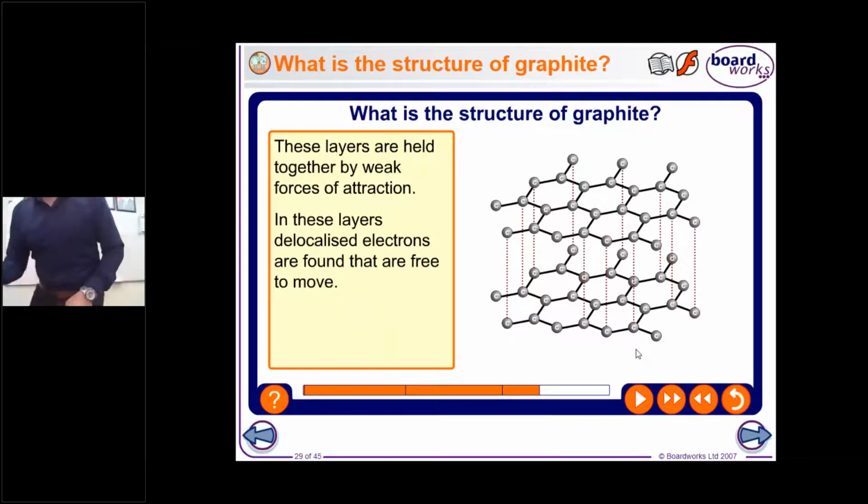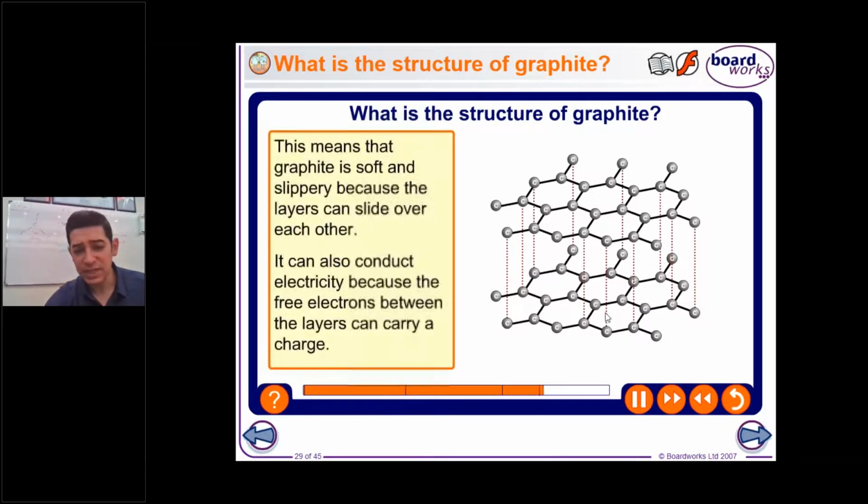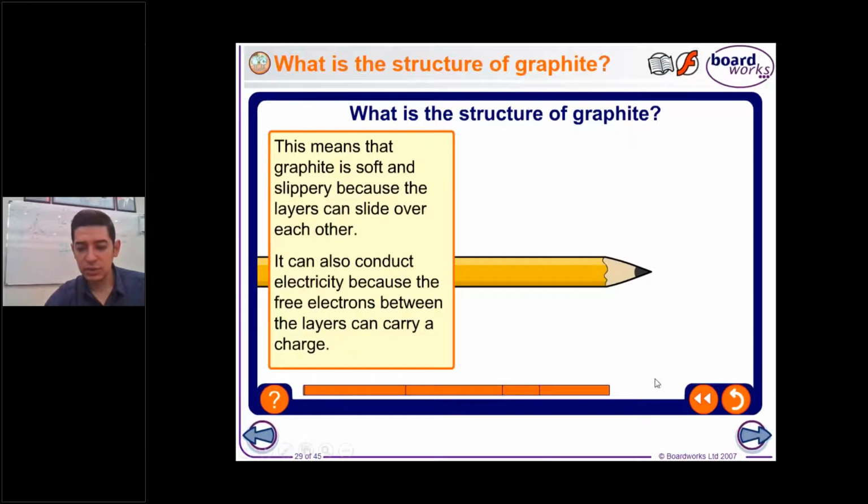So what happens when we write with the graphite? When you write with graphite, layers of the graphite will slide over each other.